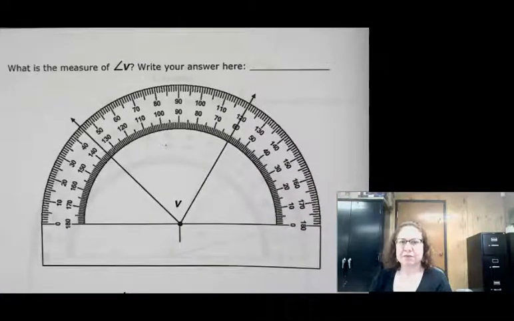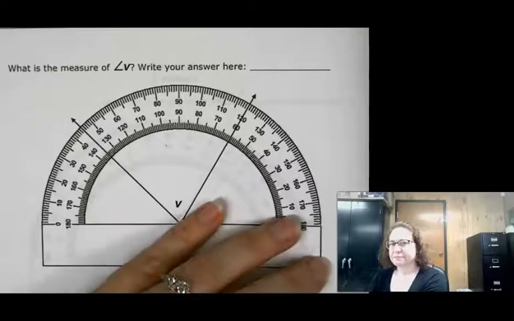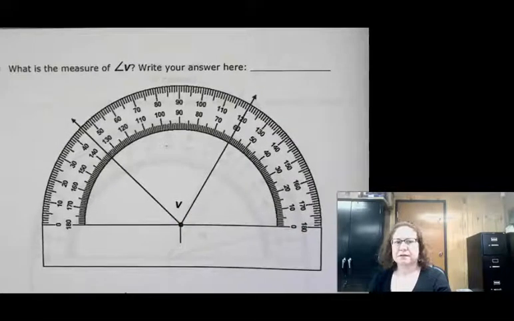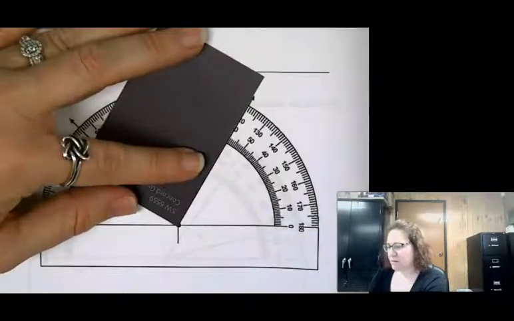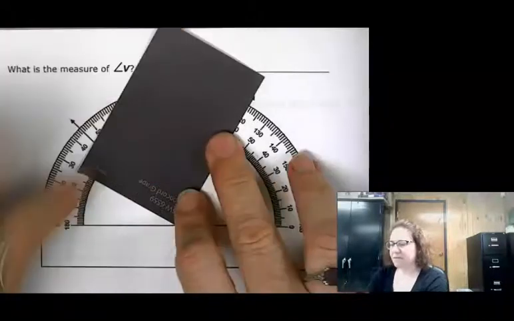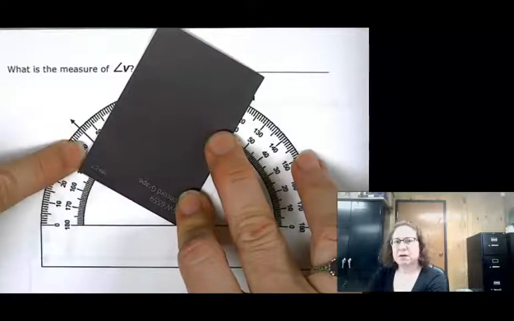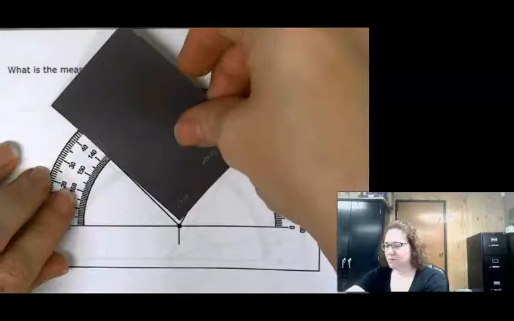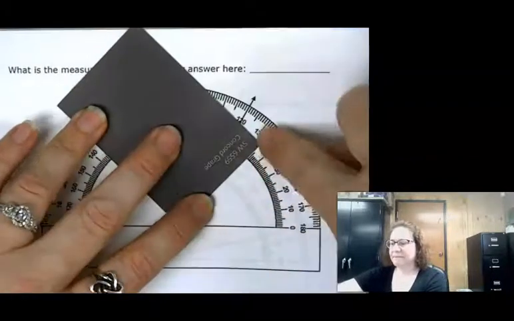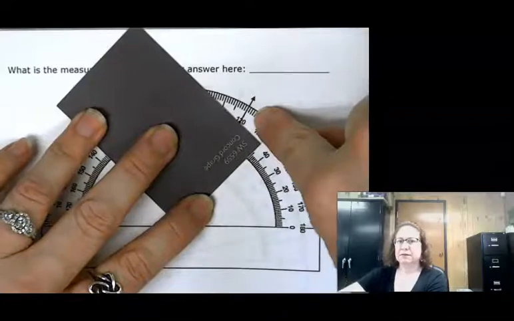What is the measure of angle V? Well, what kind of angle is angle V? It is acute. One way you can tell is by lining up a square with one ray, and if you don't see the other ray, it's smaller than 90 degrees. Works on either ray, it's under it, it's smaller than 90 degrees.